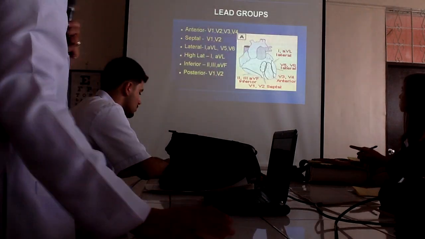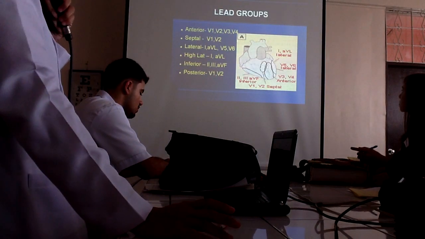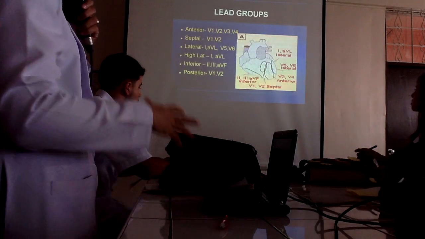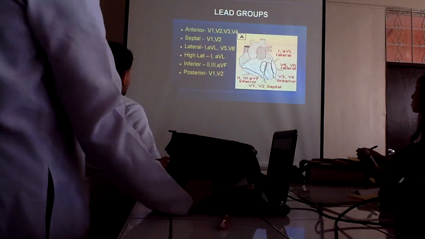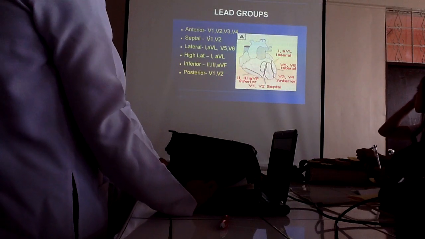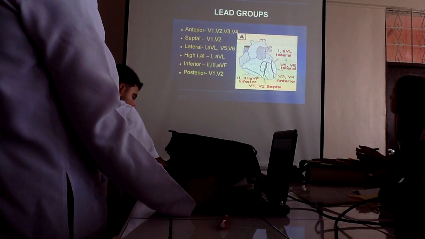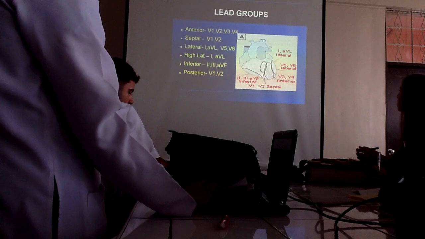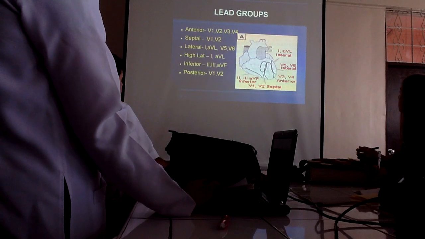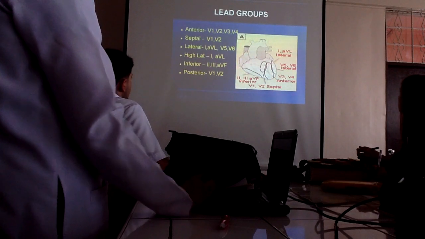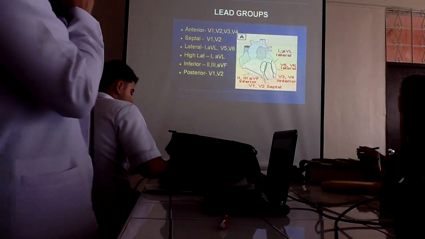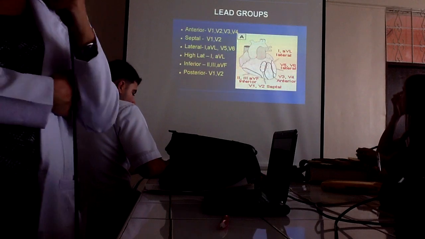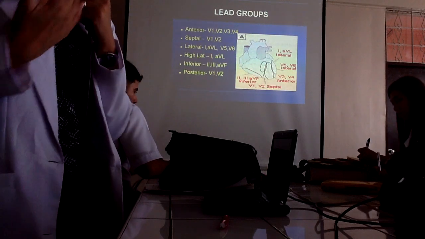Now, your lead groups. This is why you have your leads, and they are placed in such a way. Your anterior leads look at V1, V2, V3, and V4. These are your anterior leads. It looks at your heart this way. Your 1 and aVL looks at your heart from the high lateral portion, from that way. Your V5 and your V6, since it's located in your anterior axillary and your mid-axillary line, it looks at your heart from the lateral view.